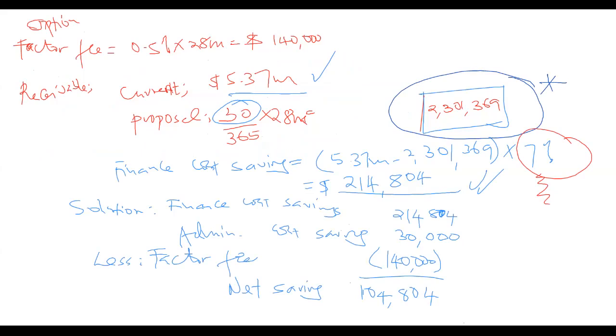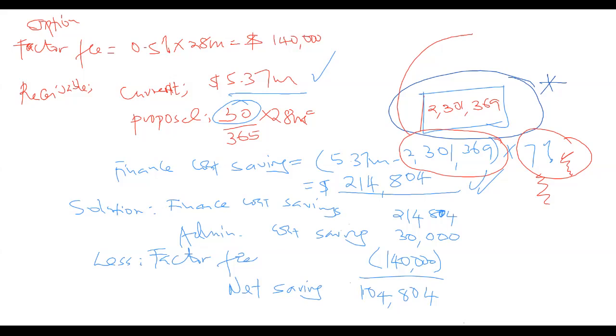So don't forget, this is the finance required. 80% of it comes from the factor, 20% is bank financing at 7%. So you still continue bearing that cost. But we don't need to calculate it because you used to pay for it even before.